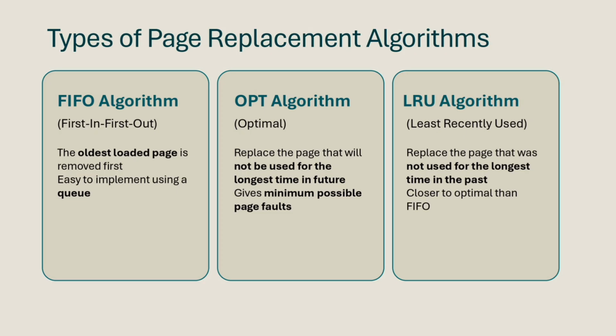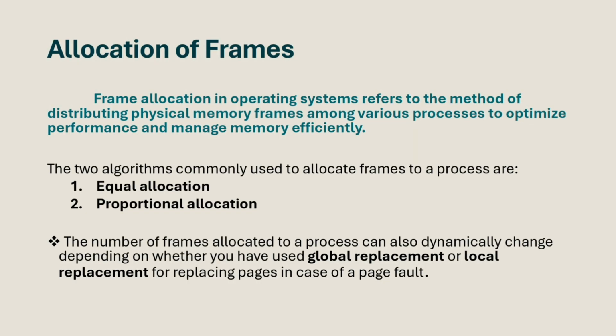Moving on, our next topic is allocation of frames. So frame allocation in operating systems refers to the method of distributing physical memory frames among various processes to optimize performance and manage memory efficiently. So in allocation of frames, there are two algorithms. These are equal allocation and proportional allocation. Also note that the number of frames allocated to a process can also dynamically change depending on whether you have used global replacement or local replacement for replacing pages in case of a page fault.